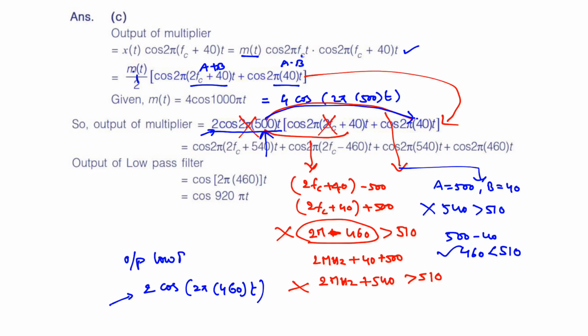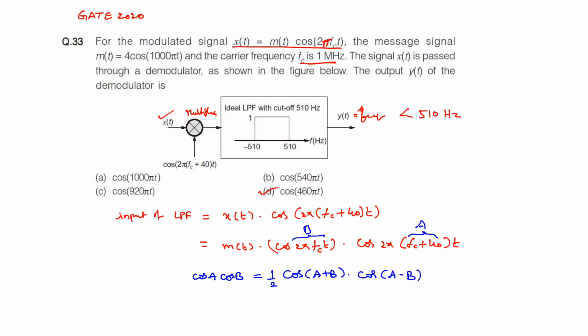When this is the low pass filter output, the expression is 460 into 2, which is 920. So this is our right answer. The option is C, cos 920 pi t. Sorry, not D. The right answer is C, cos 920 pi t. Okay, thank you.